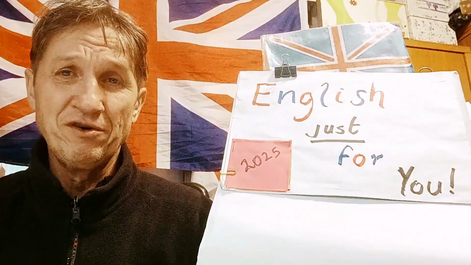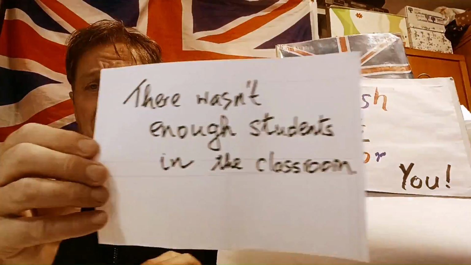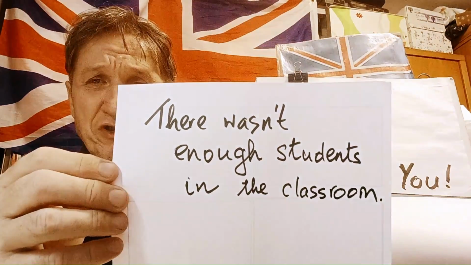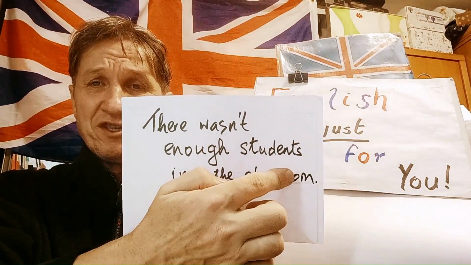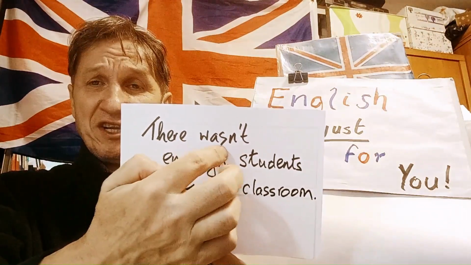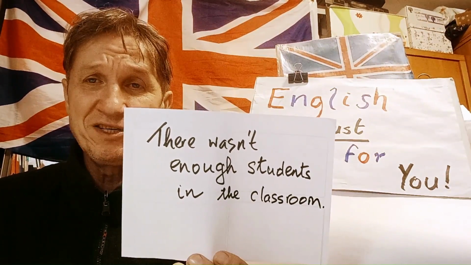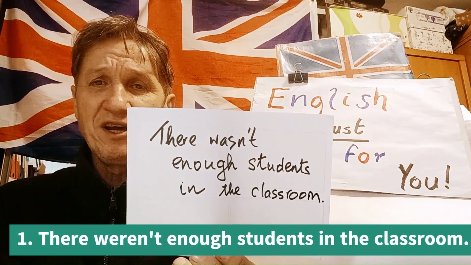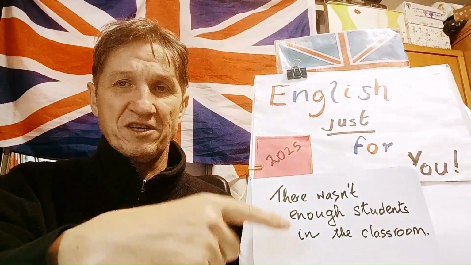So without further ado, let's look at the first sentence, which is, there wasn't enough students in the classroom. Looks almost right, but we've got a plural form there, students. Therefore, it's they, the students, and we need to change the wasn't to a weren't from the verb to be in the past. So the sentence should read, there weren't enough students in the classroom. That's sentence number 1.